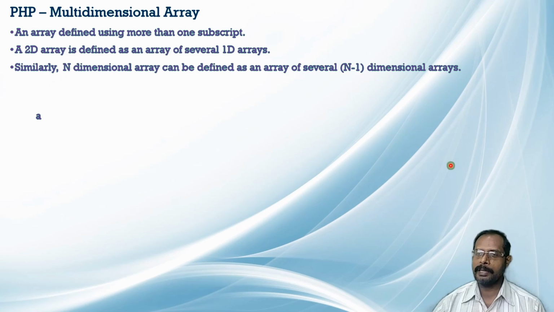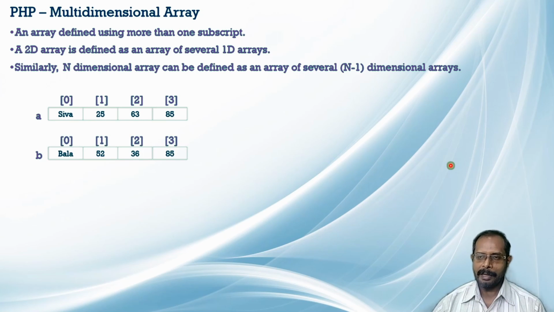Now let us try to understand the concept of multi-dimensional array with a simple example. I am going to have 3 separate one-dimensional arrays. A is going to have values like this. This is a one-dimensional array. B, this is another one-dimensional array, and I am going to have one more one-dimensional array, C, with these values. So these are 3 separate one-dimensional arrays.